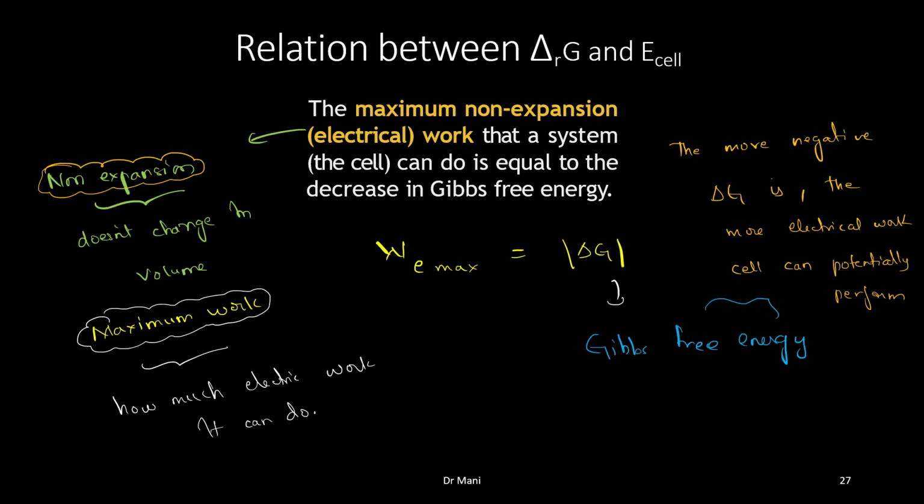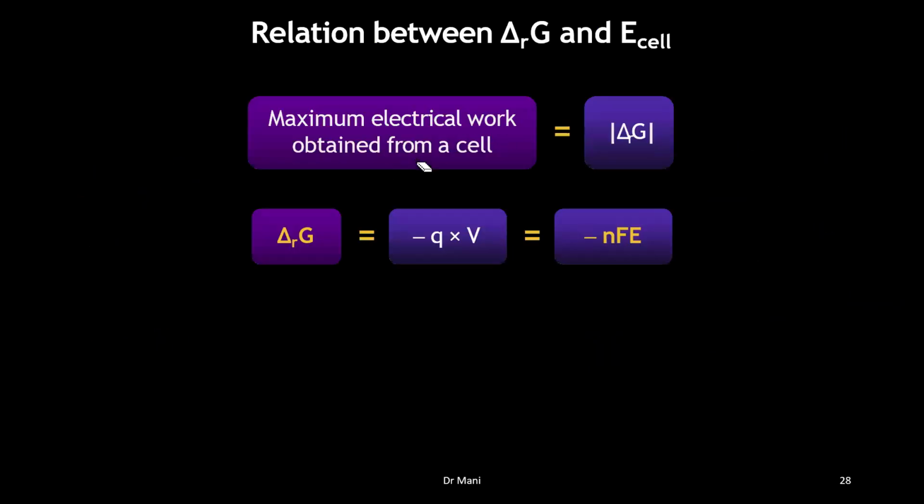So maximum electric work obtained from a cell is delta rG, where delta rG is equal to minus Q into V, that is equal to minus nFE. So what is the meaning of Q here? You can define Gibbs free energy as the product of negative charge into potential difference. Remember, here Q means charge, V means potential difference. So how much charge is there and how much potential difference is there?